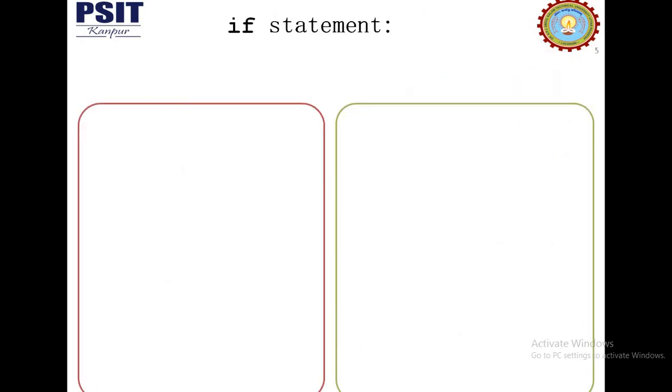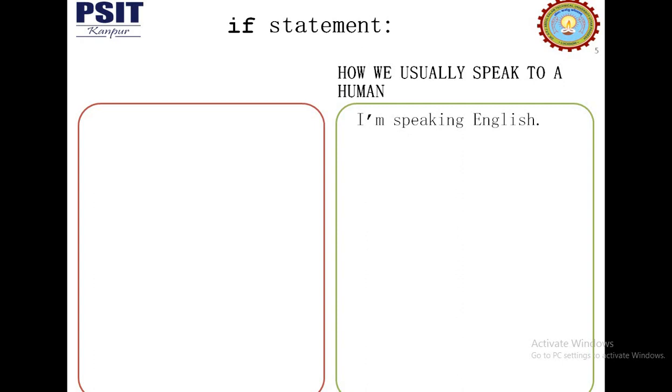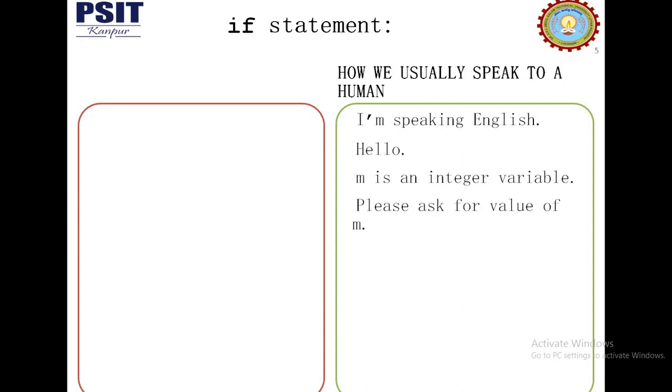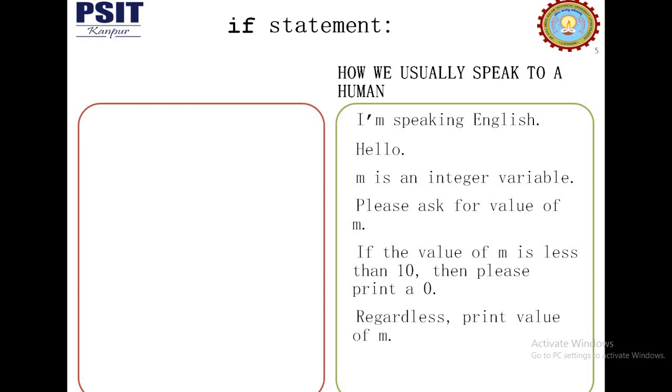Then for the if statement, I am here comparing this as an analogy, how we communicate with another person and how we communicate with a computer. So how do we communicate? I am speaking in English, right? Hello, m is an integer variable, please ask for a value for m, provide me a value for m, right? The value is provided and it is tested whether the value is less than 10 or not. If the value of m is less than 10, 0 will be printed, otherwise whatever value you have inserted, if it is greater than or equal to 10, then the value of m will be printed, and the value of m will be printed ultimately. And this is actually a kind of S2 statement that is not dependent upon any condition, right?